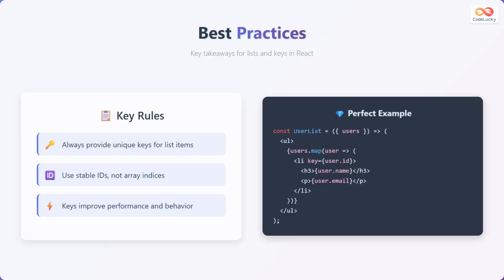Let's summarize the best practices for working with lists and keys in React. Always provide unique keys for list items. Use stable IDs, not array indices, and remember that keys improve performance and behavior. The perfect example for creating user list is on the right. This example uses a unique user ID as the key for each list item, ensuring that React can efficiently update the list when the data changes.